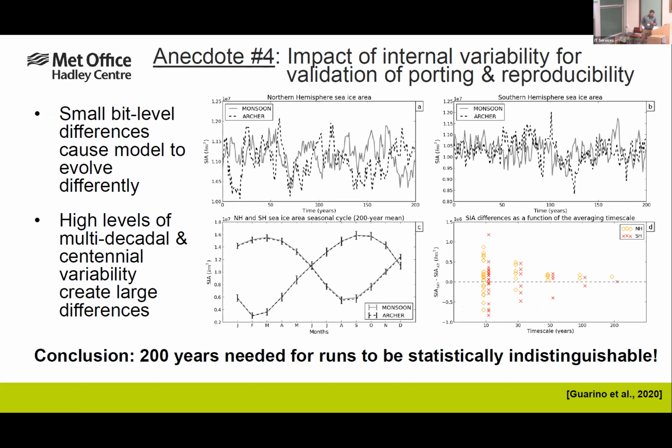We run a Cray XC40 and they run an XC30, different runtime libraries and compiler versions. And so, yeah, some of these differences, if you run a 10-year run, you've got differences of about 1 million square kilometers there. So if you do a quick model development and run yourself a 10-year run and say, my change makes this difference to the sea ice, you might not be right.